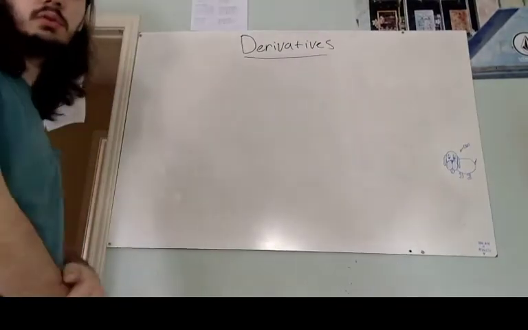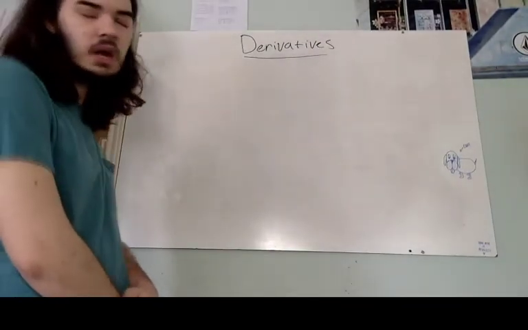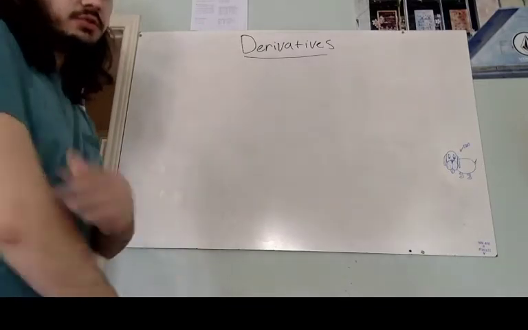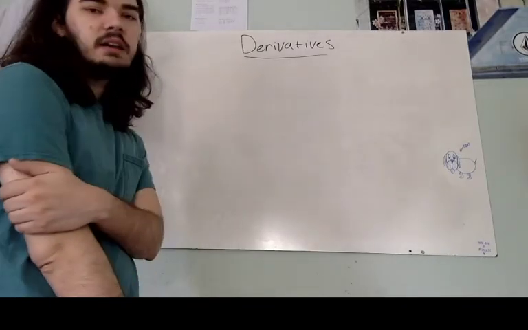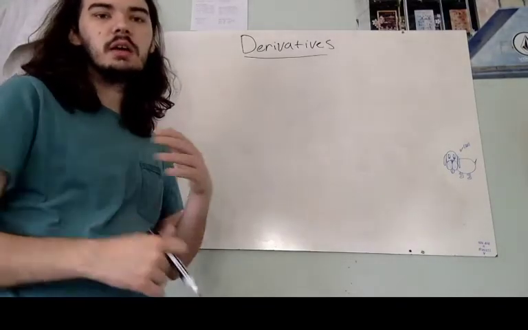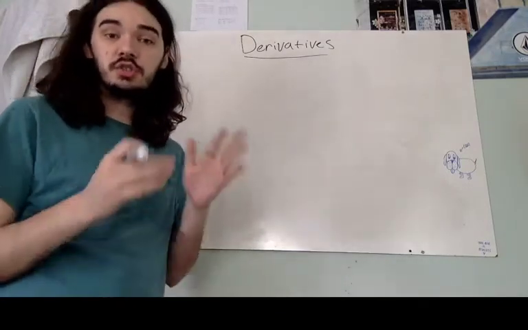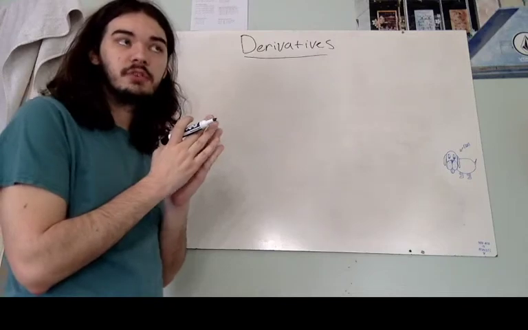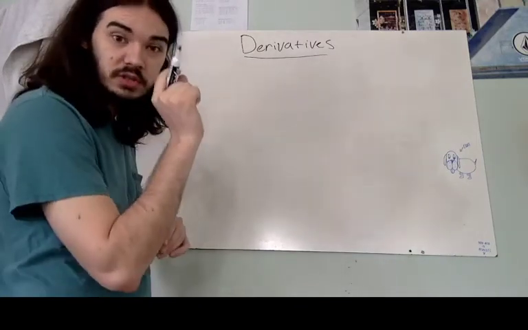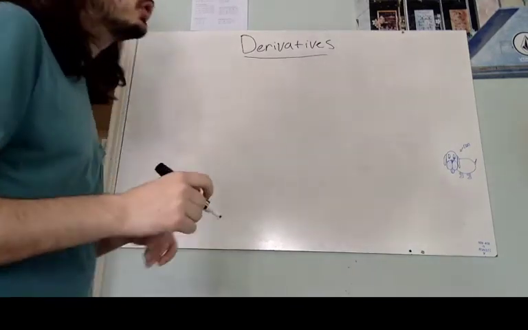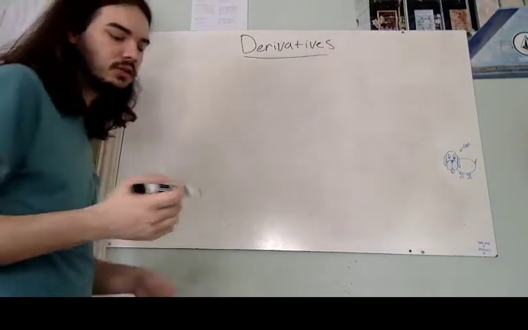Alright guys, I'm going to show you a little bit about derivatives today. So derivatives are really interesting. Basically the idea behind it is we're finding the instantaneous rate of change of a function. We're basically finding the slope of a function at one particular point in time. So I'm sure we're all very familiar with the idea of slope and how we find that.